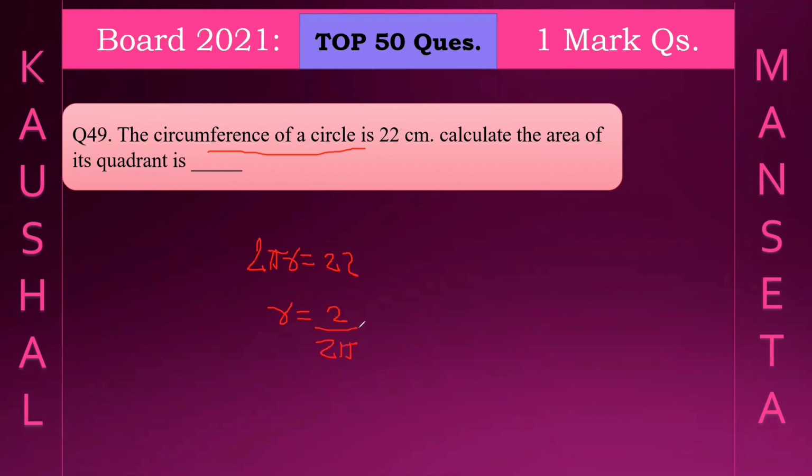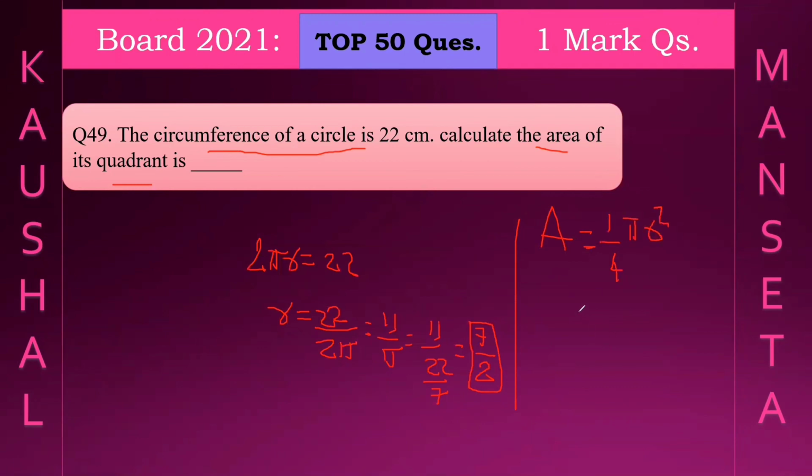22 upon 2 pi, so we get 11 by pi, which equals 11 by 22 by 7. Yes or no? So we get 7 into 7 by 2, because 11 twos are 22. So we get r equals 7 by 2. Now we are going to find the area of a quadrant. We know that the area A equals 1 by 4 pi r square.